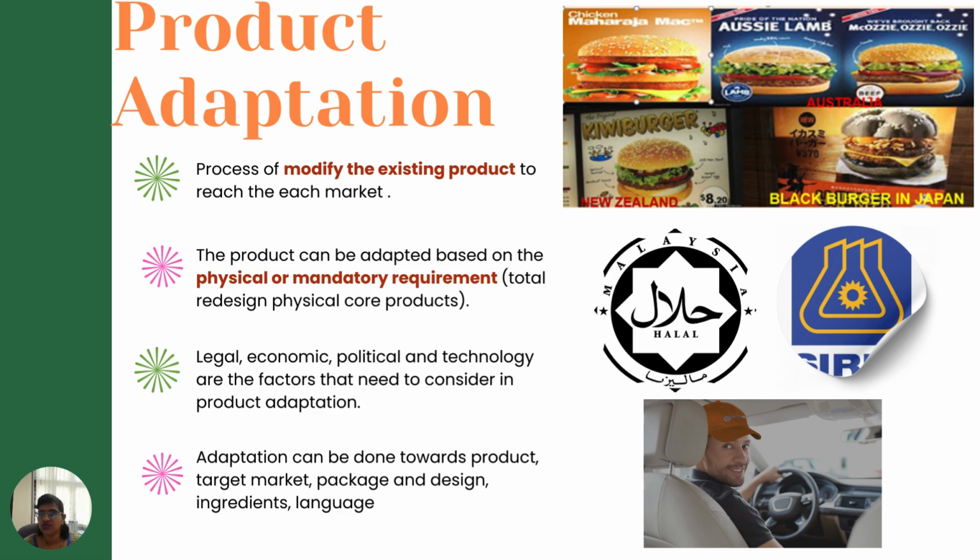But when we talk about Australia, they come out with a lamb burger. But in New Zealand, they come out with a kiwi burger. So they adapt the ingredients in their burger according to the countries that they enter. It is one part of the adaptation.